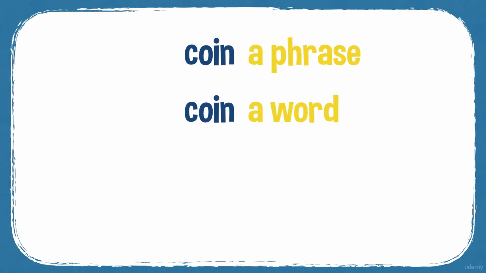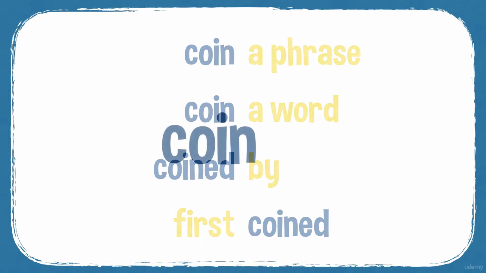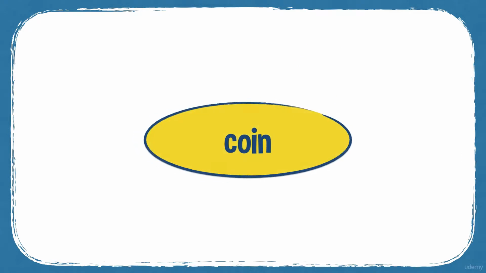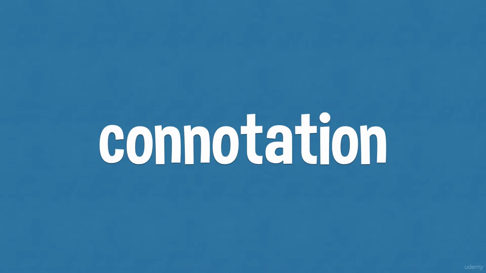You can coin a word, and something can be coined by, so coin a phrase by, coined by. First coined. Shakespeare first coined lots of different phrases and words. And it's a verb, so coins, coined, coining as well. And some synonyms for coin: create, invent, come up with. And the next word is connotation.